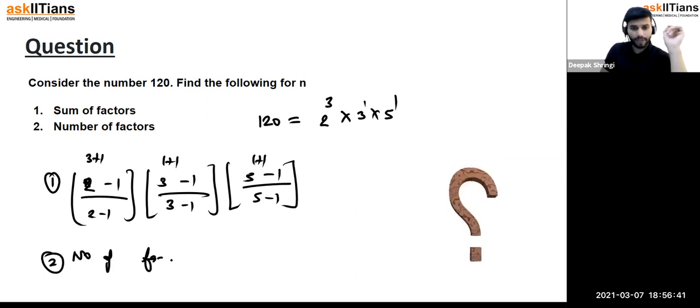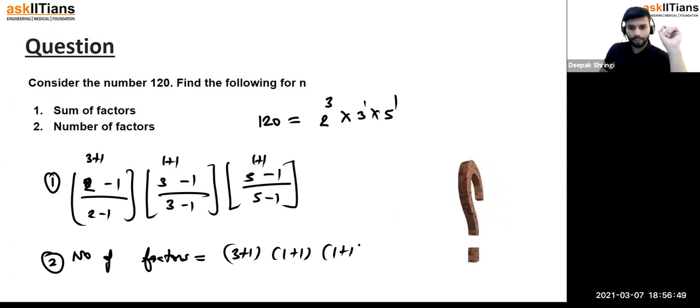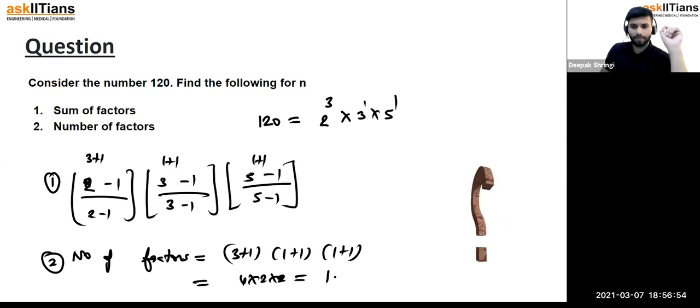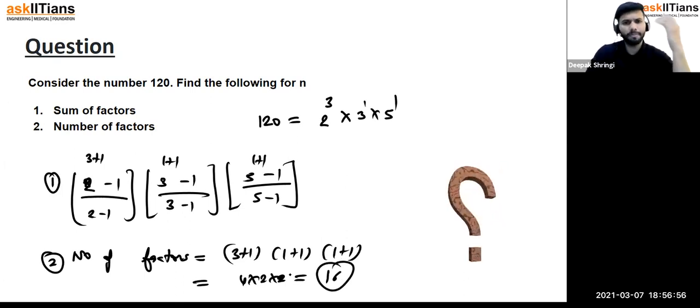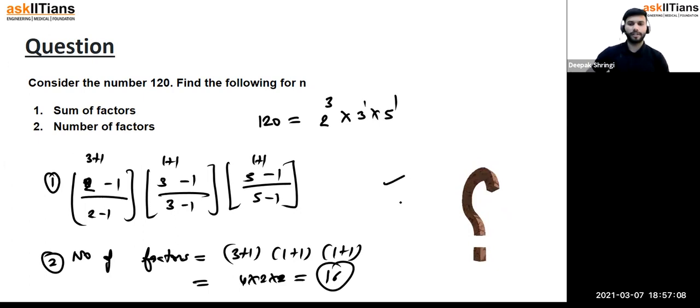Now to get the number of factors, what you have to do is simply add one to each power and multiply it, right? So 3 plus 1 into 1 plus 1 into 1 plus 1. So 3 plus 1 is 4. 4 into 2 into 2, and that would be 16. Got it? Simple, the number of factors we got, and the sum of the factors also we got, right? Is there any doubt about it? Tell me. If there's any doubt, just let me know. No doubt, right? Perfect.